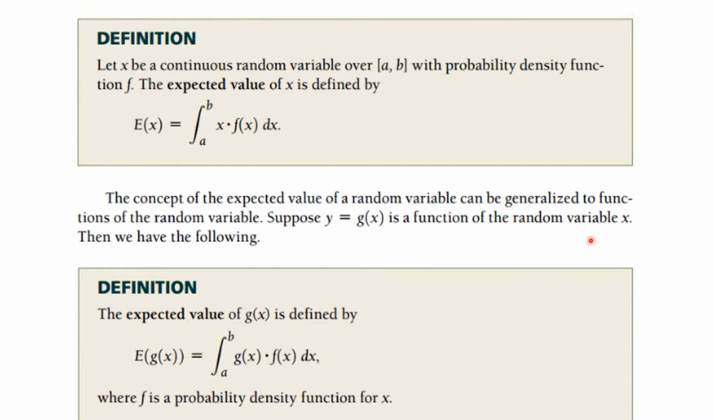The concept of the expected value of a random variable can be generalized to functions of the random variable. Suppose that y is equal to g of x, a function of the random variable x. Then we have the following. The expected value of g of x is equal to the definite integral from a to b, and instead of putting x in there, we put g of x in there, times f of x dx, where f is the probability density function for x.